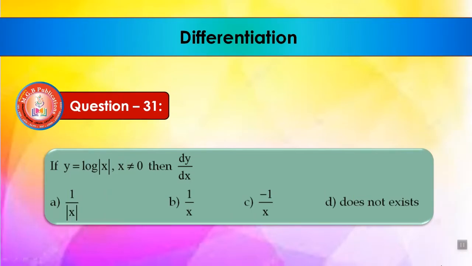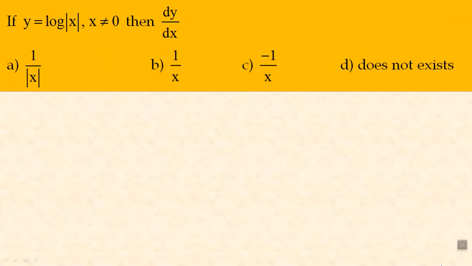Students, see the question number 31. Read the question and write it. The question is, if y is equals to log mod x, x not equals to 0, then dy by dx is. Options are 1 by mod x, 1 by x, minus 1 by x, does not exist.